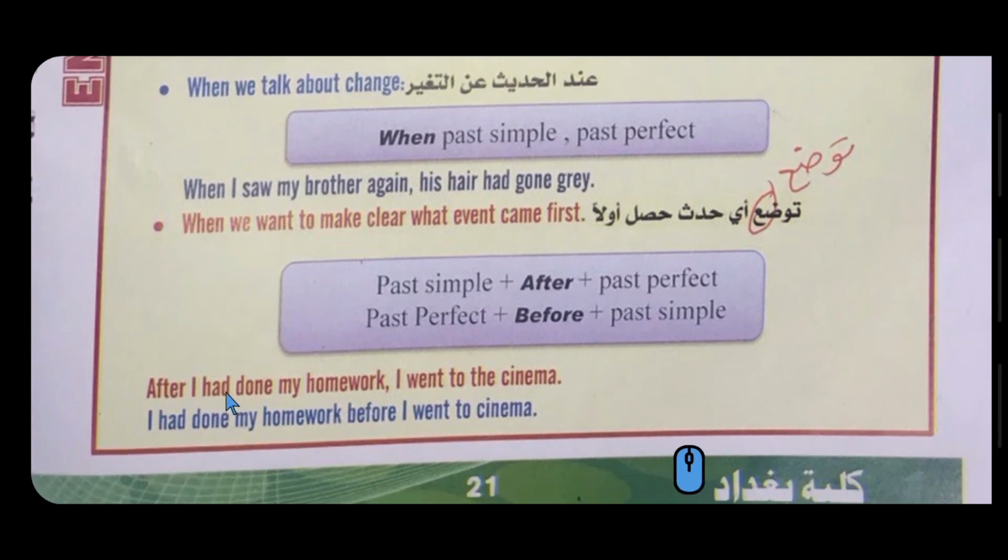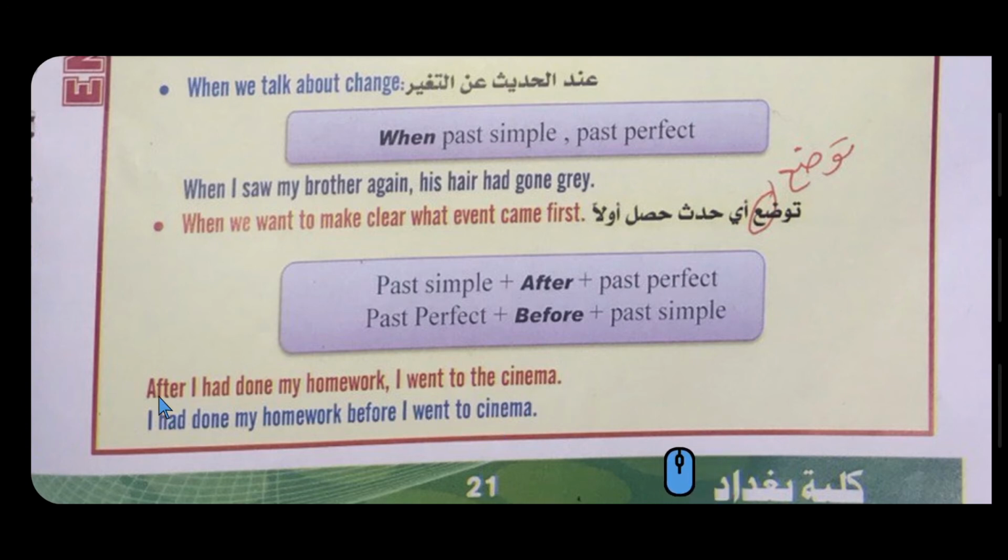After I had done my homework, I went to the cinema. As we said, sequence of the verbs. تسلسل الزمني للأحداث. Which came first, أي حدث صار قبل. I had done my homework. Then I went to the cinema. إذن قيامه بالواجب ثم ذهابه إلى السينما.